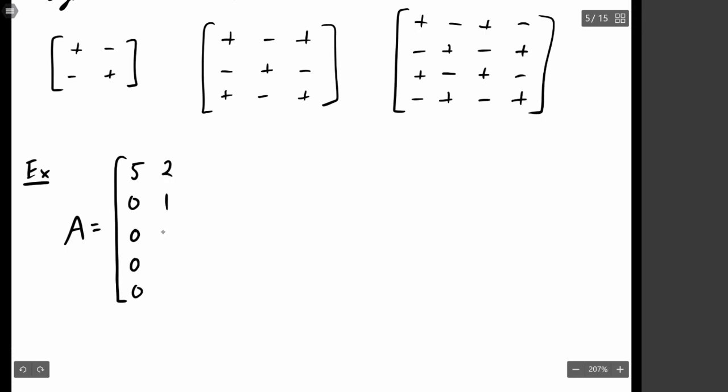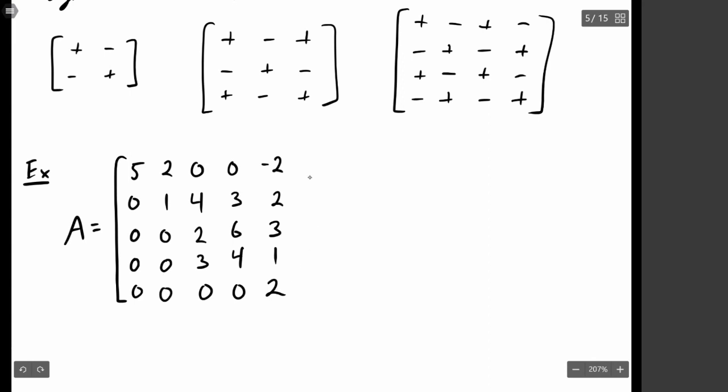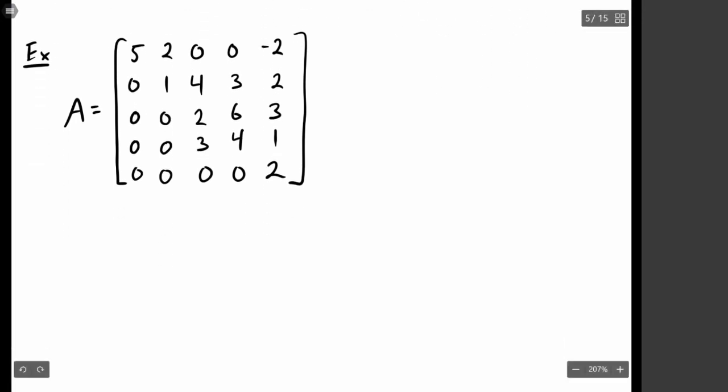2, 1, 0, 0, 0, 0, 4, 2, 3, 0, 0, 3, 6, 4, 0, and -2, 2, 3, 1, 2. All right, so we got this big 5x5 matrix here. How do we do the determinant of this thing?